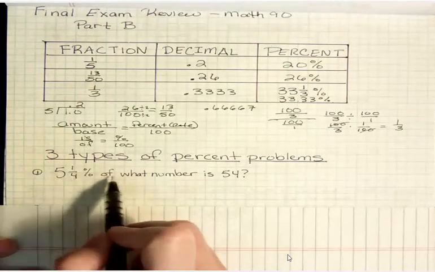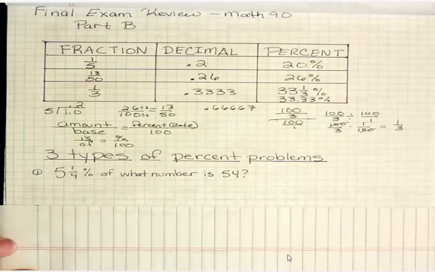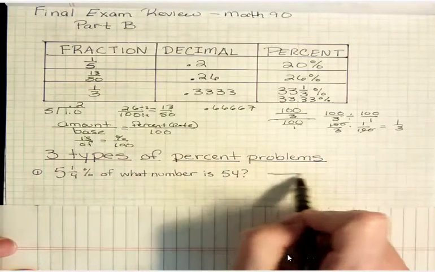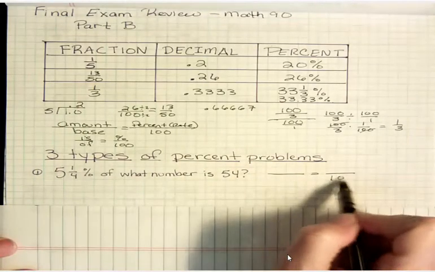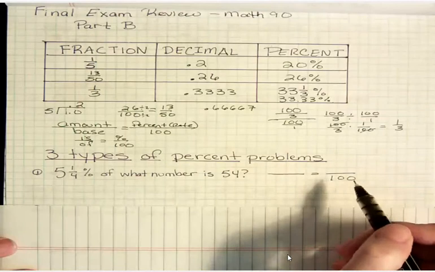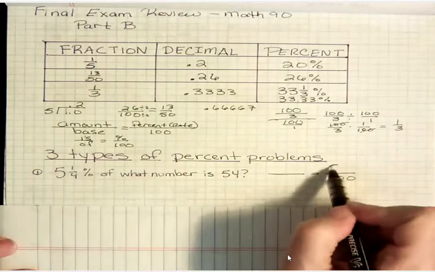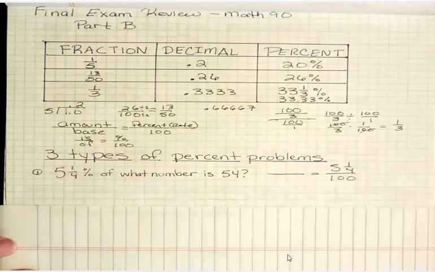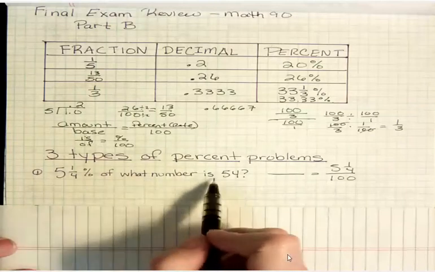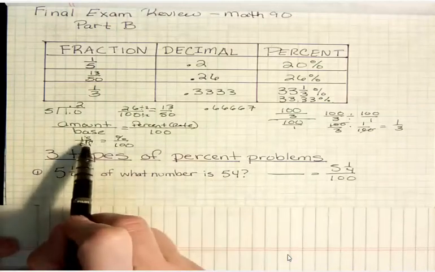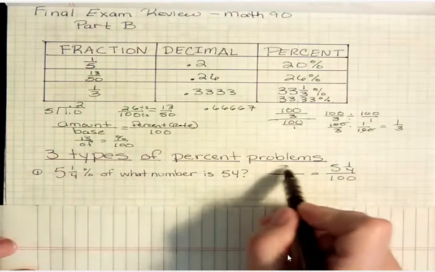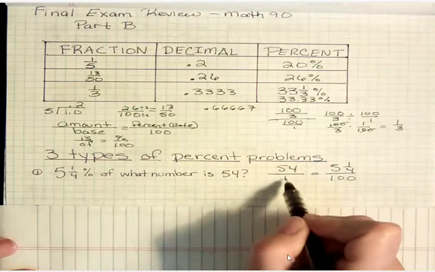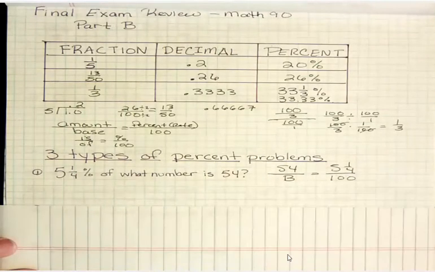5.25% of what number is 54? Well, I know that whenever I have a percent problem, I have 100 in the bottom right. My percent goes up here. And of what number is 54? The "is" should be your amount. That's what goes on top. And then we don't know in this case what the base is. We have to cross multiply to do that.